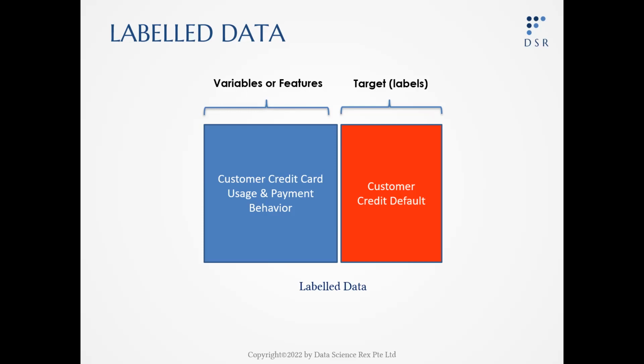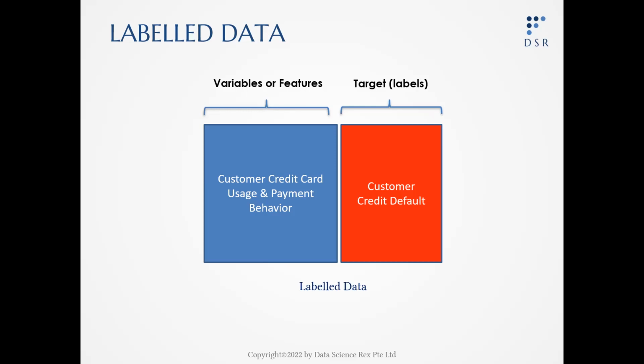Labeled data has two parts. One is the variable or features, and the other one is target or outcome. What are variables and features? So let's say, for instance, you would like to have a model to help us predict whether a customer will default on a loan. So variables or features could be customer credit card usage patterns or their payment behavior, something that can help us to indicate whether the person is likely to default or not default.